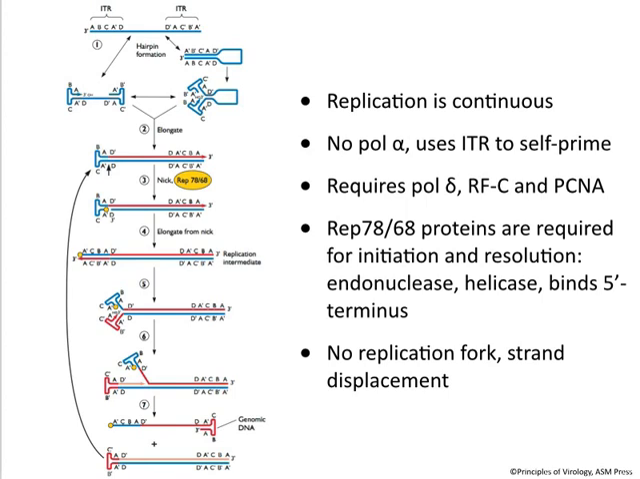And again, this Rep78/68 is very important. It nicks, it unwinds, and binds the ends of the DNA, as you can see here. So it's strand displacement. There's no replication fork. So again, a replication fork, you would have replications on both DNAs, but here there's only one.